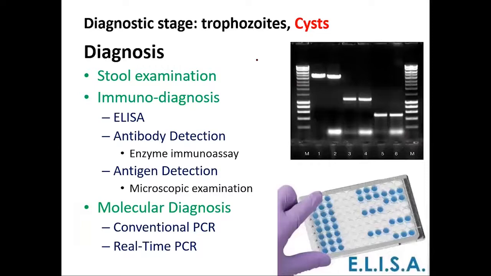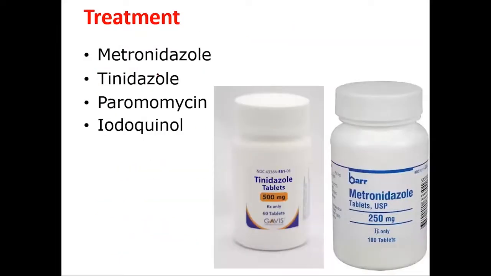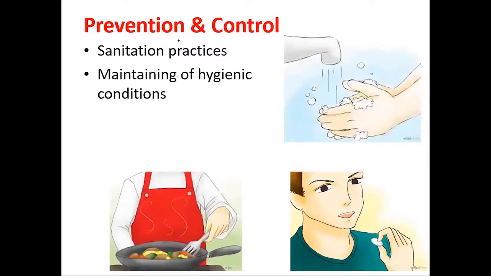The diagnostic stages are the trophozoites and the cyst. For diagnosis, we can do stool examination, immunodiagnosis by the ELISA test, antibody detection, and antigen detection by PCR. These are the diagnostic tests that we can do for the identification of the disease. For treatment, we can use metronidazole, tinidazole, paromomycin, and iodoquinol. For prevention and control, if we practice sanitation and maintain good hygienic conditions, then we can prevent the disease.